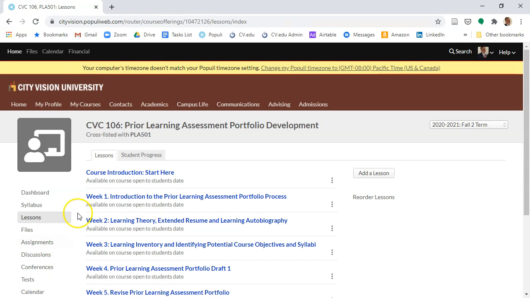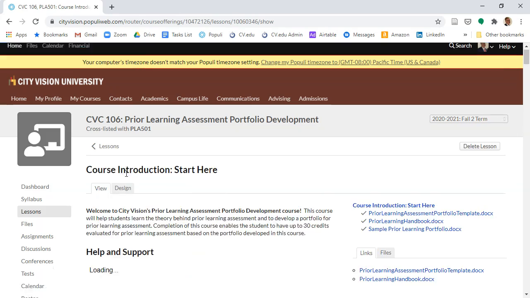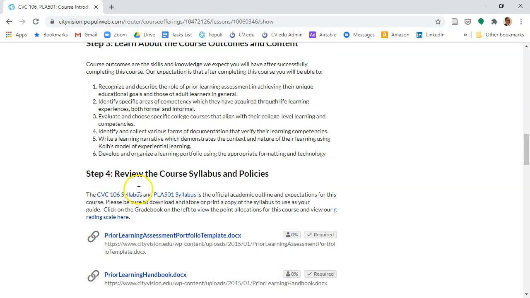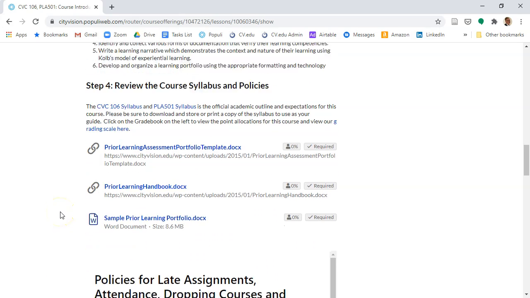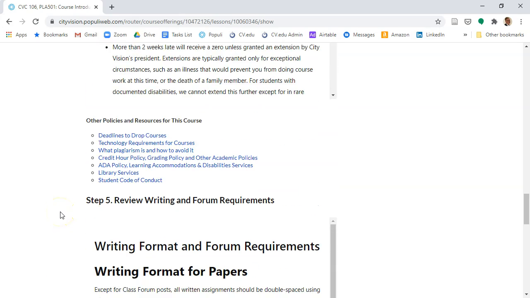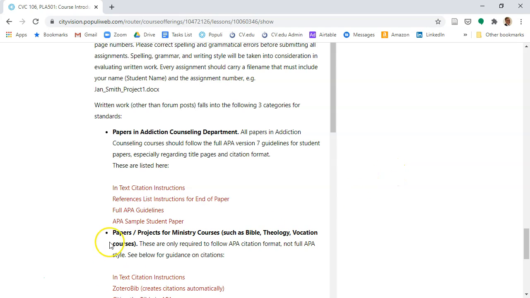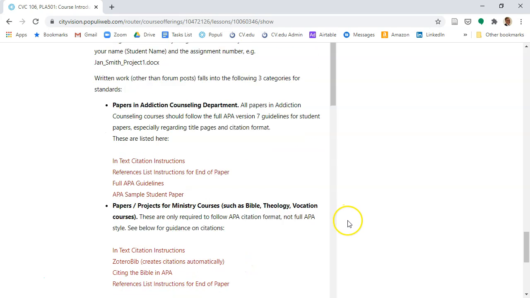Let me just show you how you can find that. You go to our course introduction lesson, scroll down to section 4, and be sure to read this course introduction. It's really important. Then in section 5, you'll see review writing and forum requirements. In this course, we are going to be requiring the format used for papers and projects for ministry courses, and even though this isn't a ministry course, we're using this format.